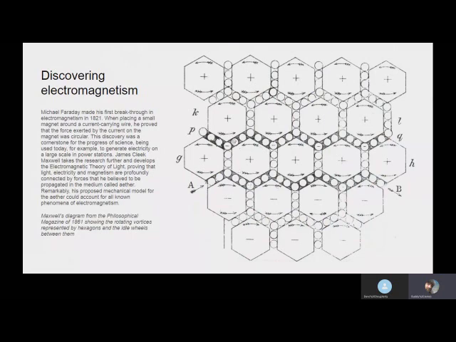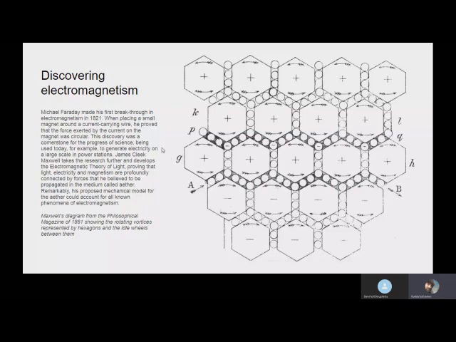So, discovering electromagnetism. We'll have to explain some of this to begin with here. Michael Faraday made his first breakthrough in magnetism in 1821. When placing a small magnet around a current-carrying wire, he proved that the force exerted by the current on the magnet was circular. This discovery was a cornerstone for the progress of science, being used today, for example, to generate electricity on a large scale in power stations.